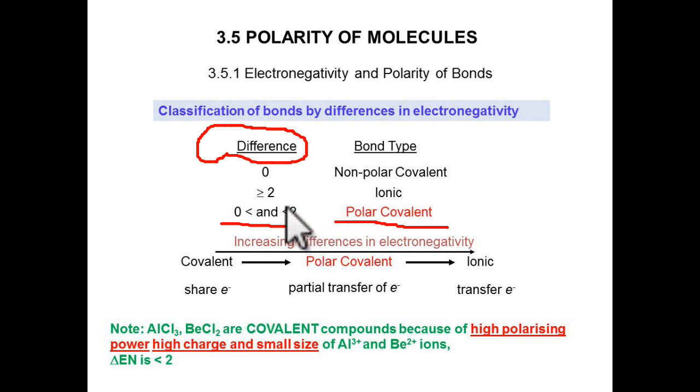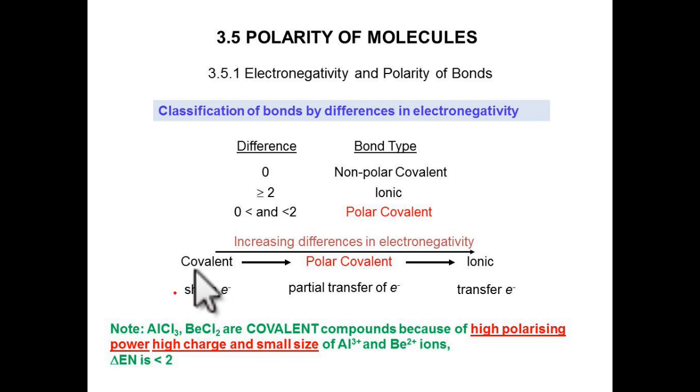So if you have a value more than 2, we call this an ionic bond, and if you have a value equivalent to 0, that is labeled as a non-polar covalent bond. So let me refresh again. This is the sequence: you have a covalent bond, polar covalent bond, and highest will be the ionic bond behavior. So increasing difference in electronegativity, the bigger the electronegativity difference, the further it falls in the category.